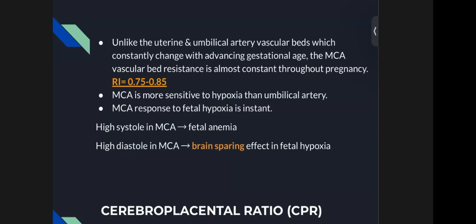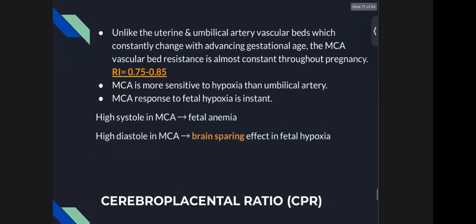MCA is more sensitive to hypoxia than umbilical artery. MCA response to fetal hypoxia is instant. High systole in MCA can give a clue about fetal anemia. High diastole in MCA gives us an idea about brain sparing effect in fetal hypoxia.